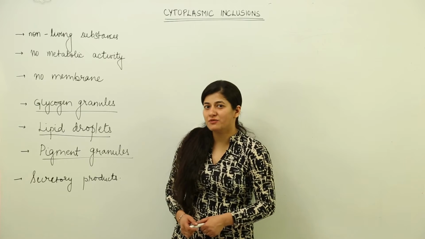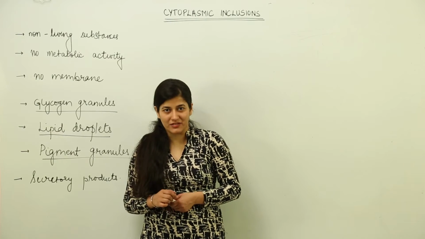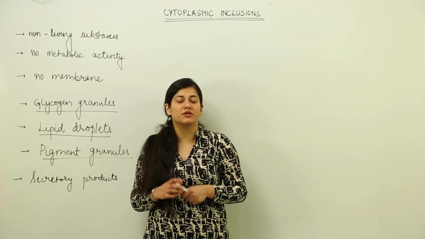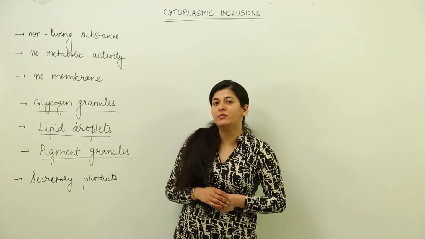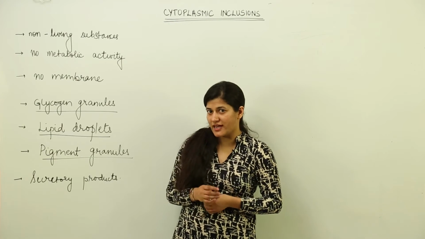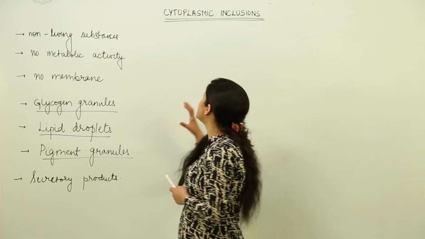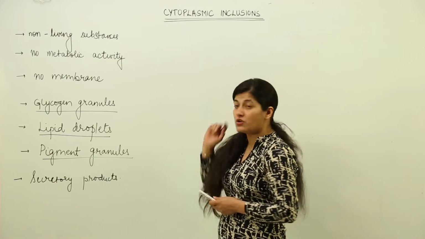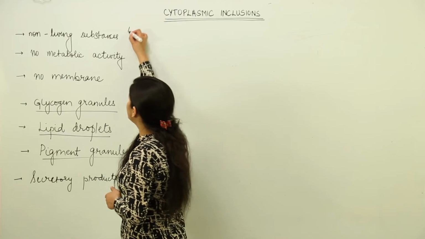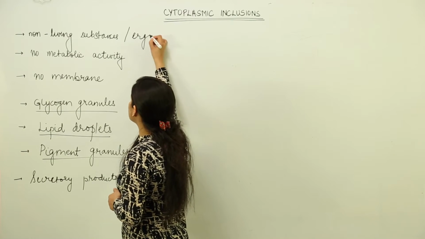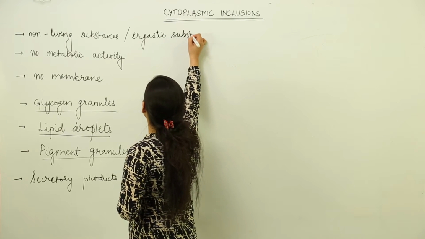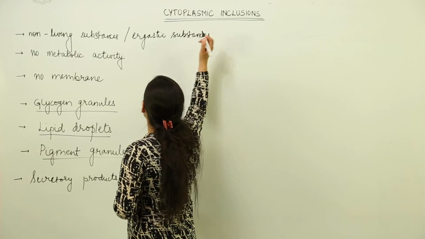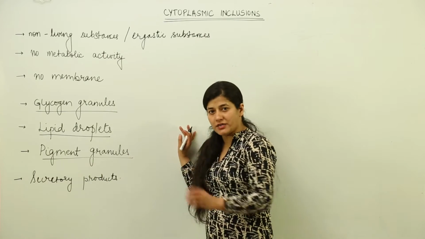Now that we are done with most of the living substances of the cell, that is cell organelles which were actively involved in metabolic processes, we are going to deal with non-living components of the cell which are known as cytoplasmic inclusions. They are the non-living substances, or the other term for them is ergastic substances. Okay. As I am using the term non-living, that means they will not be involved in any metabolic activity.